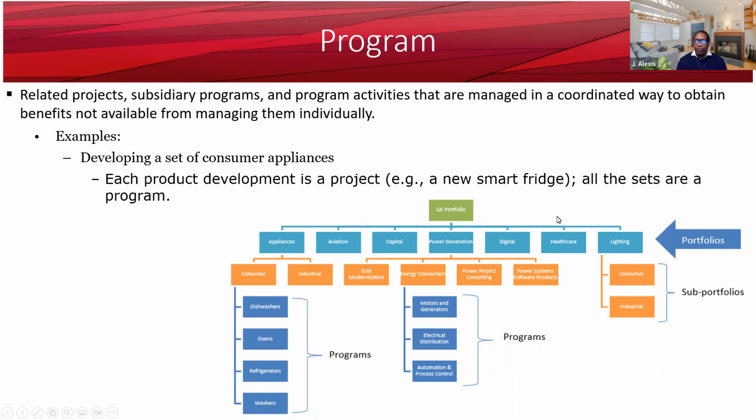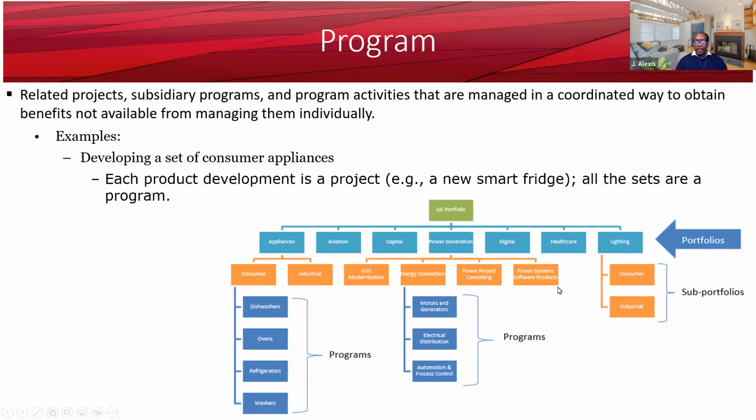So program, we talk about program in PGM 5900. So the program is a set of related projects, right? So related projects, they have to be related. Now take a look at my screen here. I have a graphic with examples of programs and portfolios. You can have program activities that are managed in a coordinated way to obtain benefits not available from managing them individually. So here we're talking about program, a set of related projects, right?